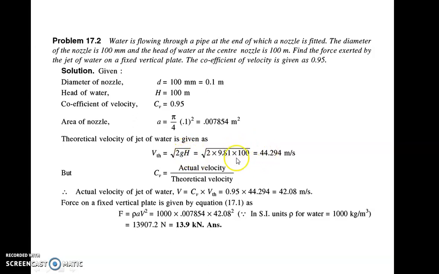So it is 100 meters, that is the height of water coming through the pipe to the nozzle. So the theoretical velocity of the jet coming out of the nozzle is given by square root of 2gh, so it is 44.294 meters per second. But it is also given that the coefficient of velocity is 0.95.